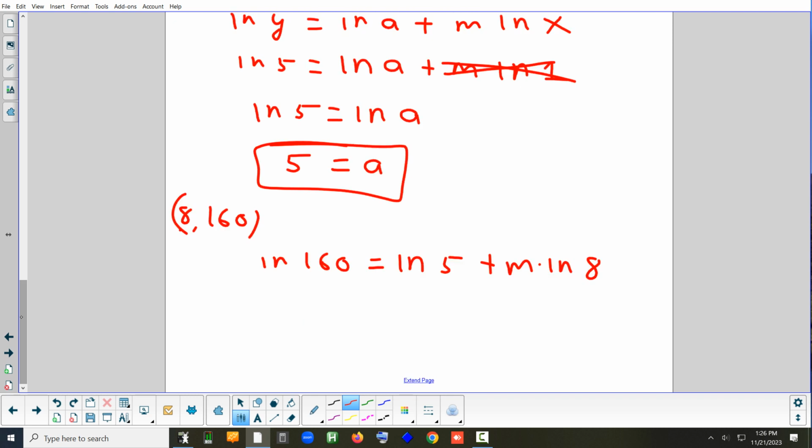Okay. What would be our first step to get m by itself? Subtract ln of 5 from both sides. Yep. So let's take ln 160 and bring the ln of 5 to the other side. All right, and now what would be our last step to get the m by itself? Divide each side by ln 8. Yep, we're going to divide each side by ln 8.